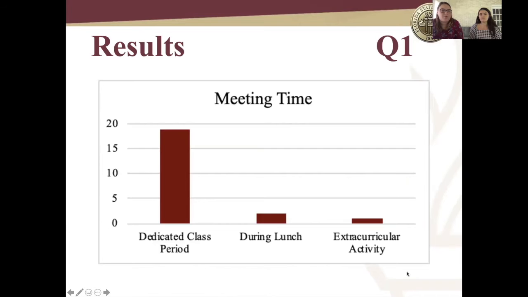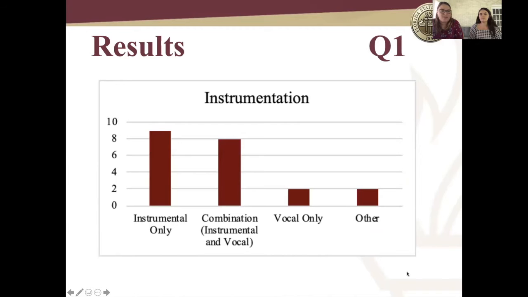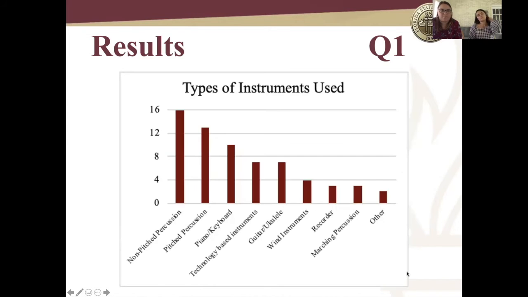The meeting times were primarily in a dedicated class period, although there were a few that met during lunch or as an extracurricular activity. As far as instrumentation goes, most of them were all instrumental or a combination of instrumental and voice. A few were vocal only, and there were some listed as other, that were mostly dancing to music and that type of thing. In terms of the types of instruments used, it was primarily percussion instruments, both pitched and non-pitched, but as you can see, there were various other instruments used in all of the classes.